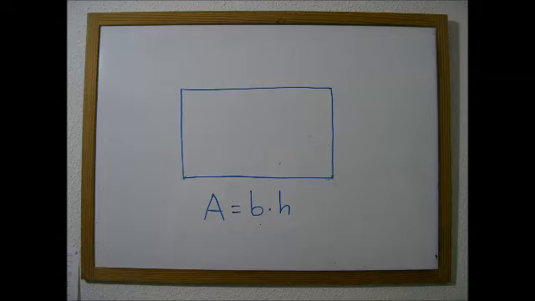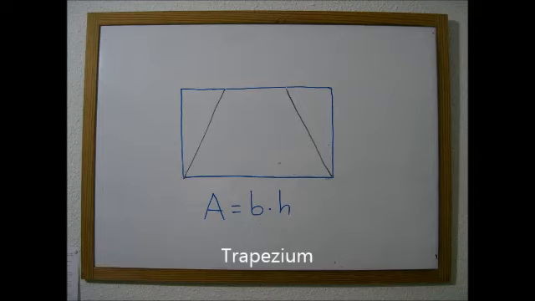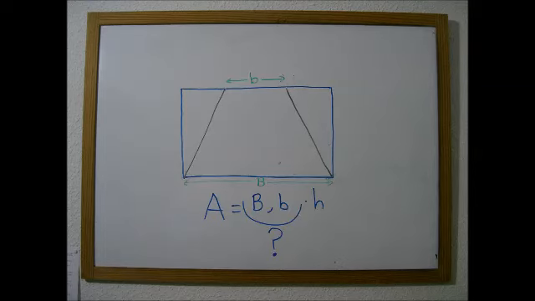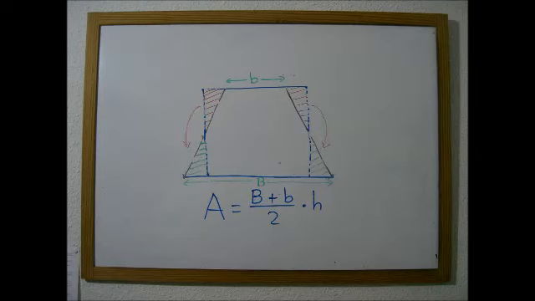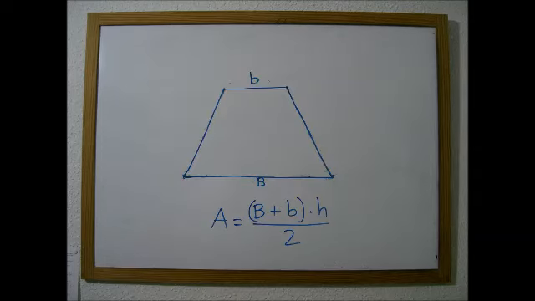Let's go back to our rectangle and let's change it into a trapezium. In a trapezium, we have two bases, a long base and a short base. So which one should we use for the formula? Well, as we can see here, if we average both bases, we get the area of a rectangle, which is the same as the trapezium, because the triangle we lose on the top, we gain on the bottom. So that's the formula we need: the average of both bases times height.